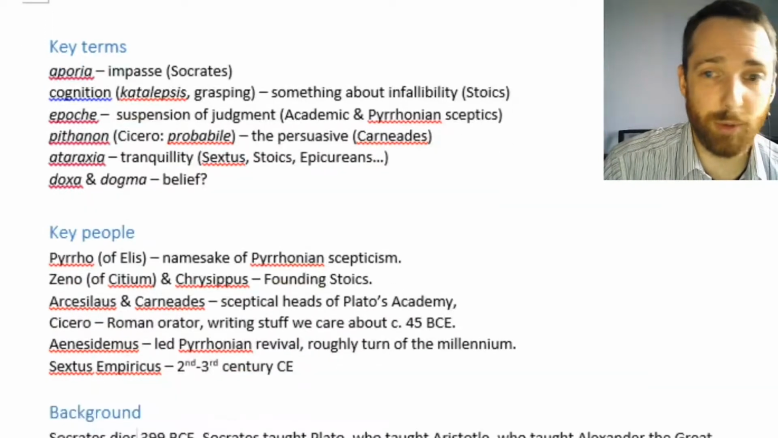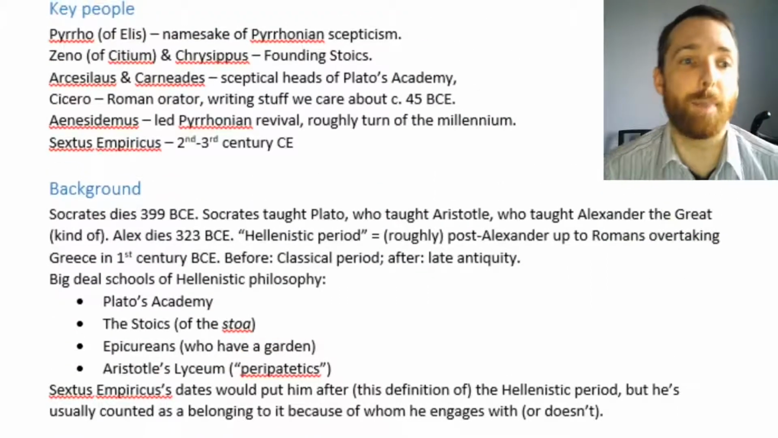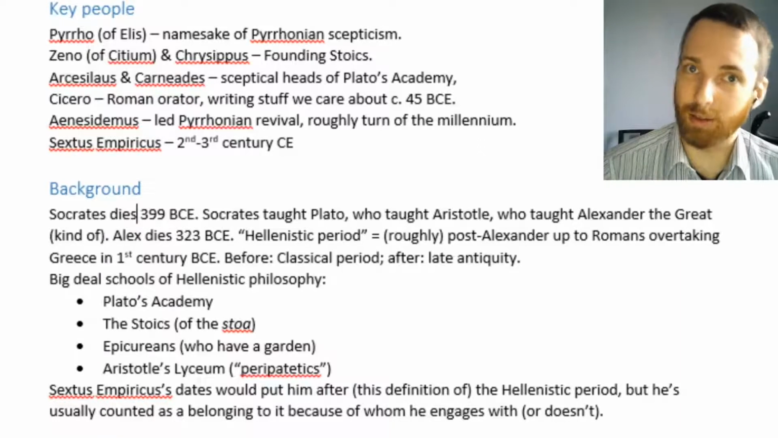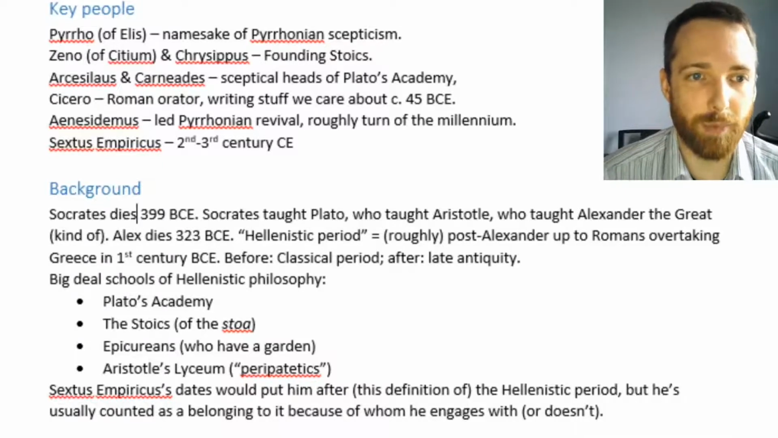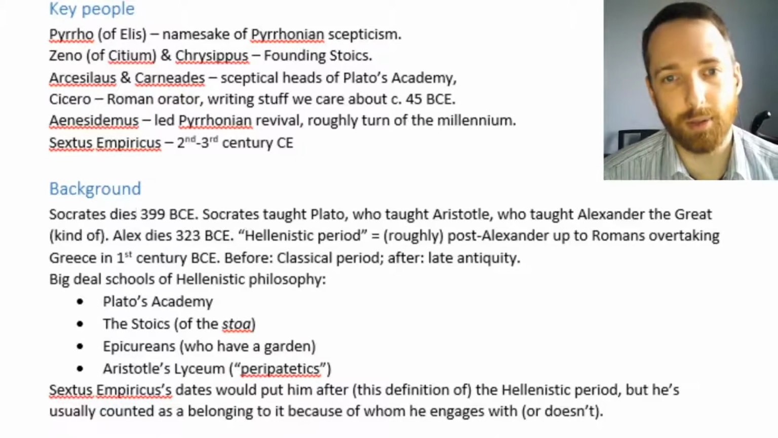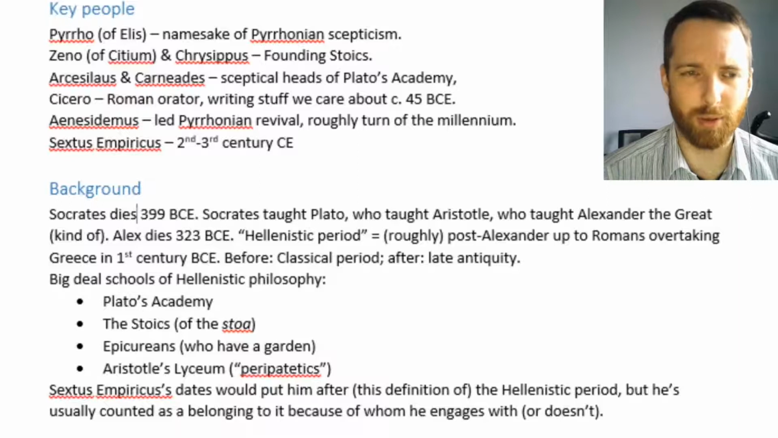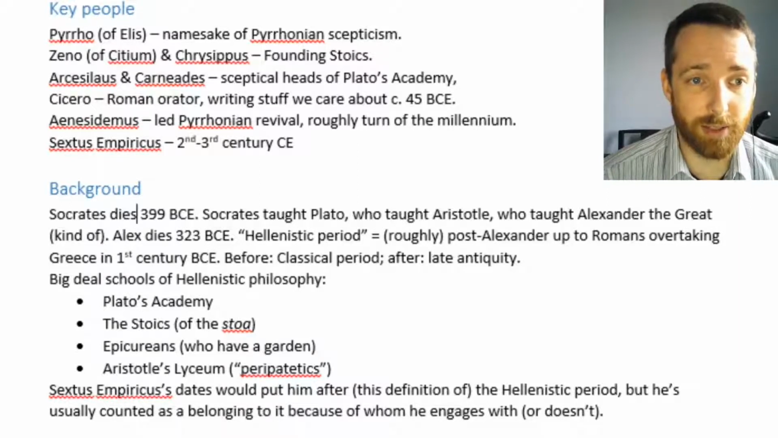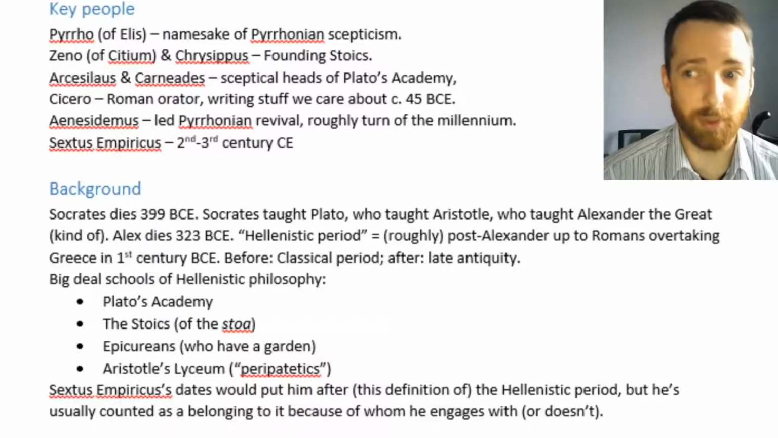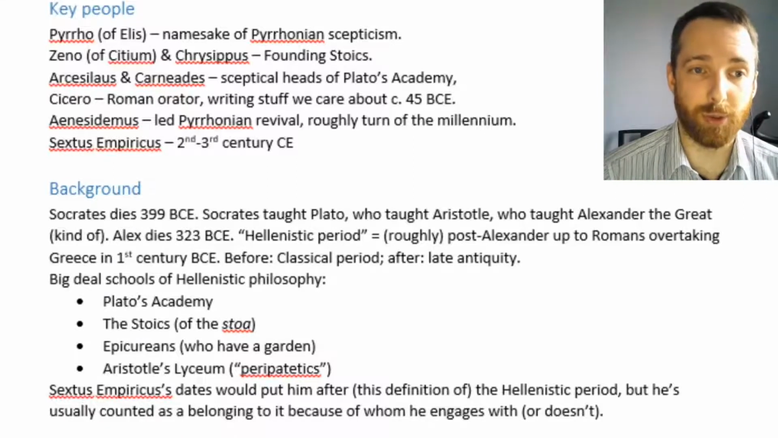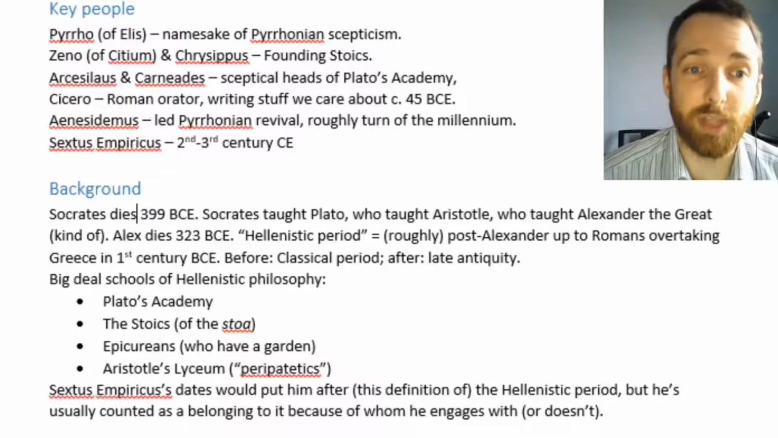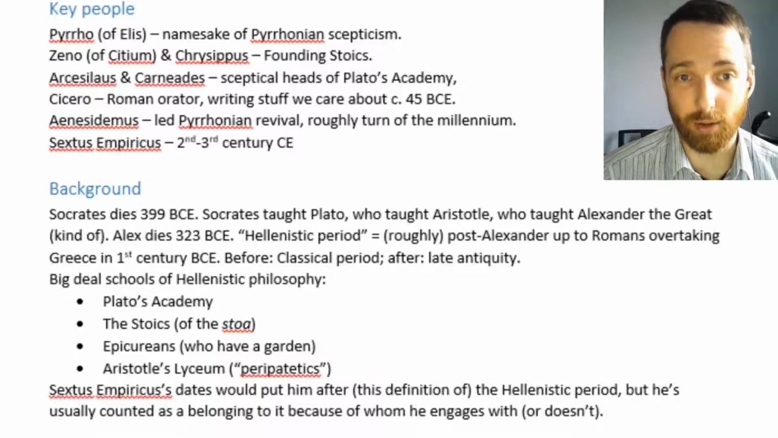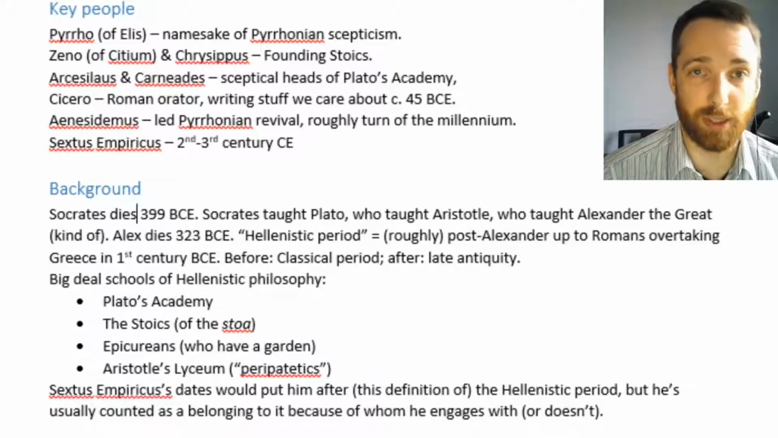Okay, so let me give you a little bit of canned history, extremely fast. An important event in the history of Greek philosophy: Socrates is executed in 399 BCE. Socrates taught Plato, Plato taught Aristotle, and Aristotle taught Alexander the Great, kind of. He was sort of his tutor. Maybe he just was his tutor. Alexander dies in 323 BCE, so remember the numbers get smaller as time goes forward. When we talk about the Hellenistic period, as opposed to, say, classical Greece, historians of philosophy usually mean something like the time after Alexander the Great, up until the Romans overtake Greece in the 1st century BCE.